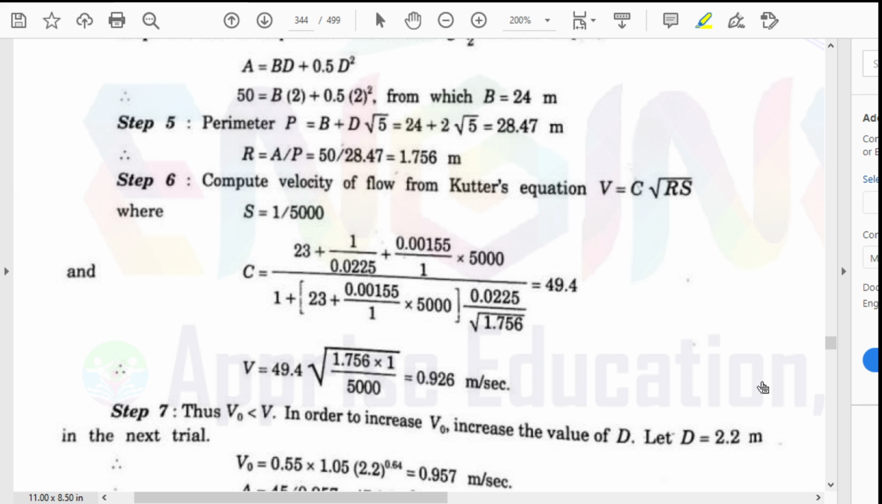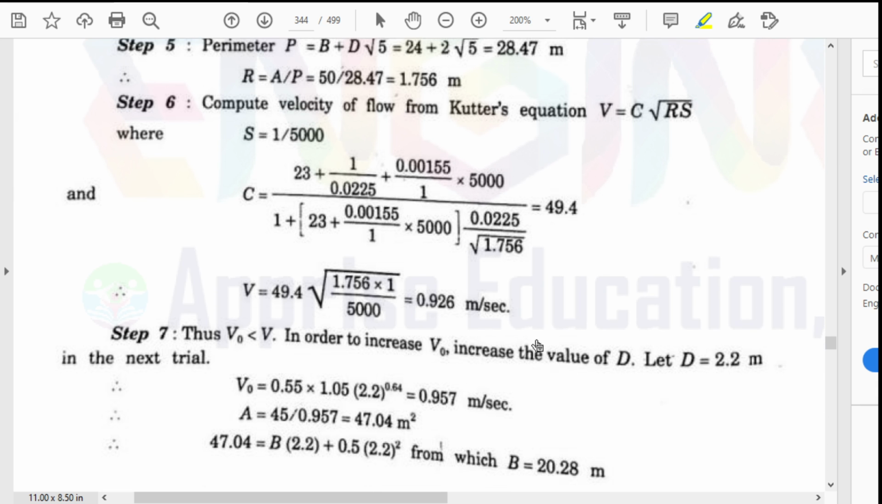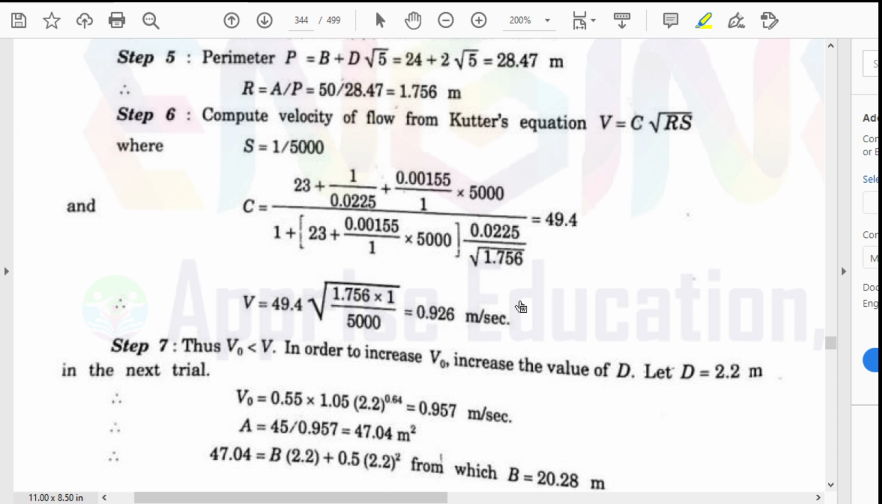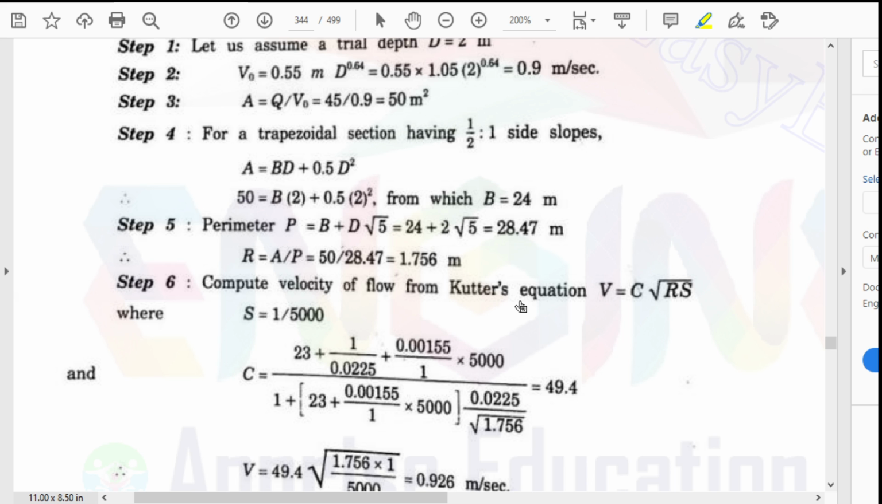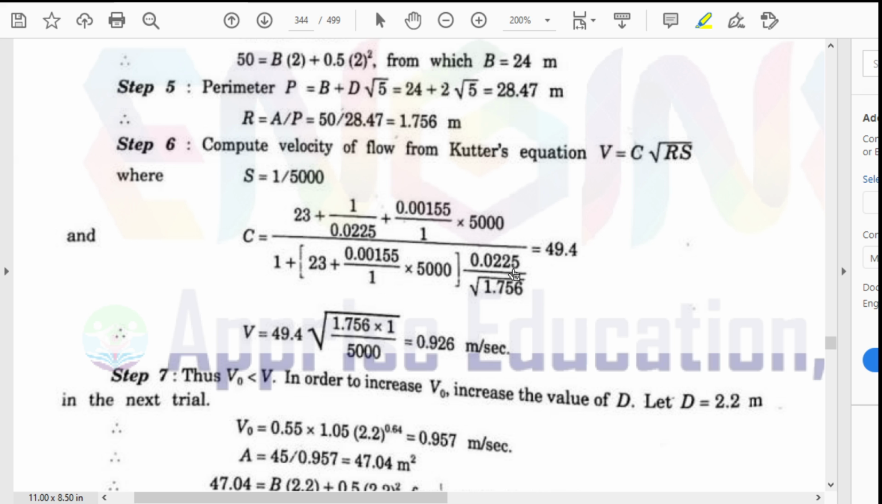0.926. Now we have to compare these two velocities, this velocity V and the V naught value. V naught is 0.9 meters per second and V comes out to be 0.926 meters per second. Now, what happened here?